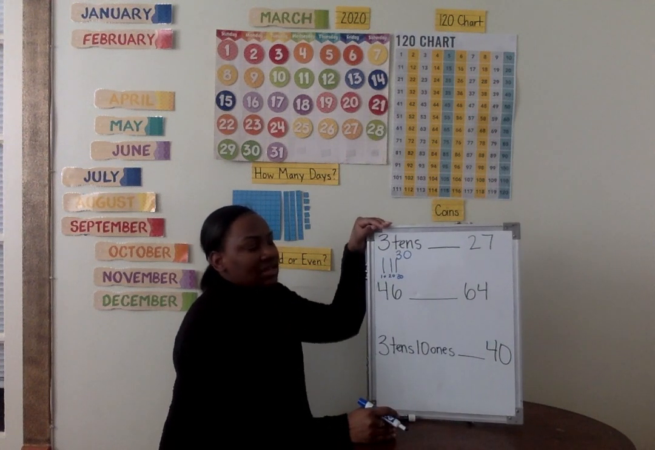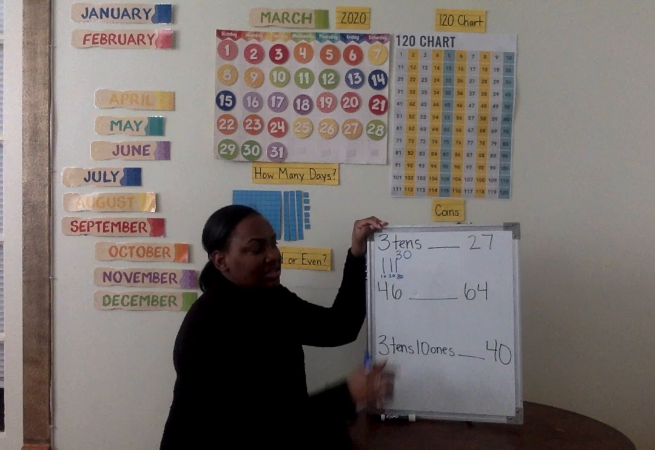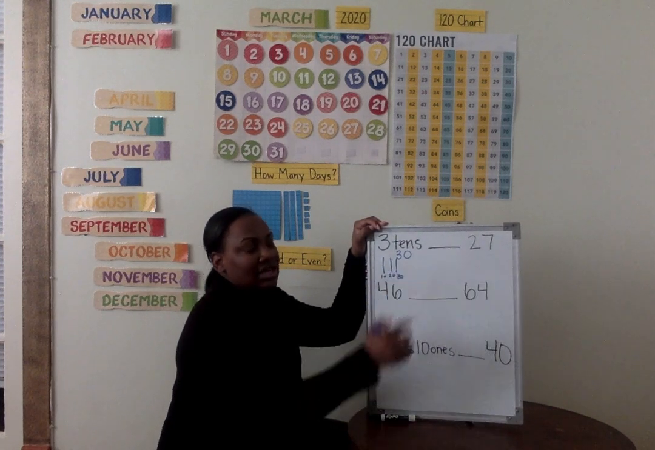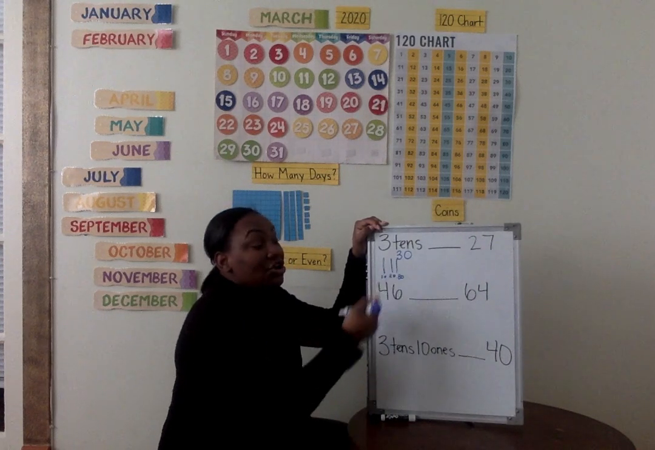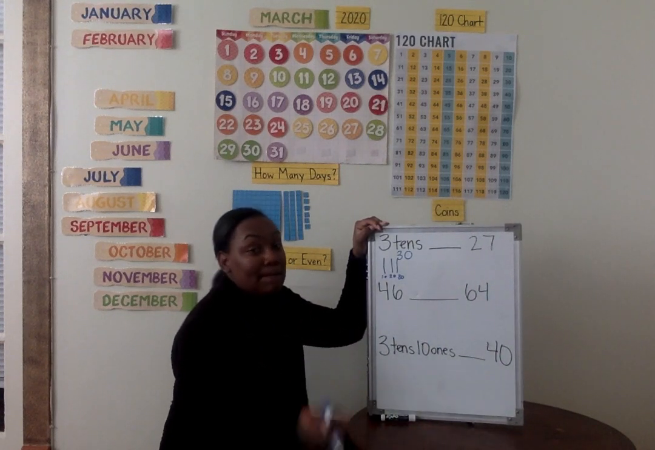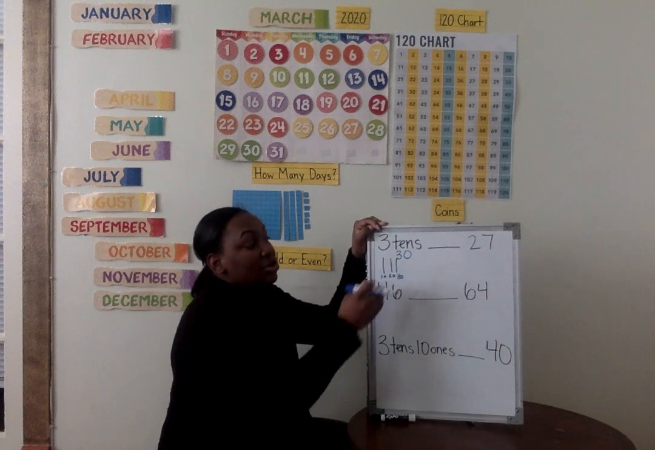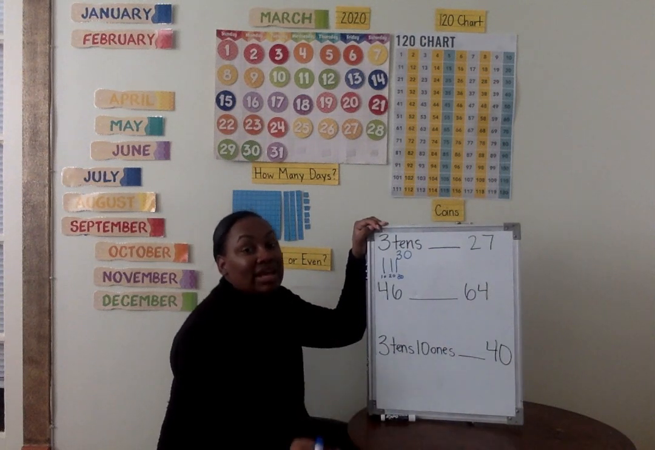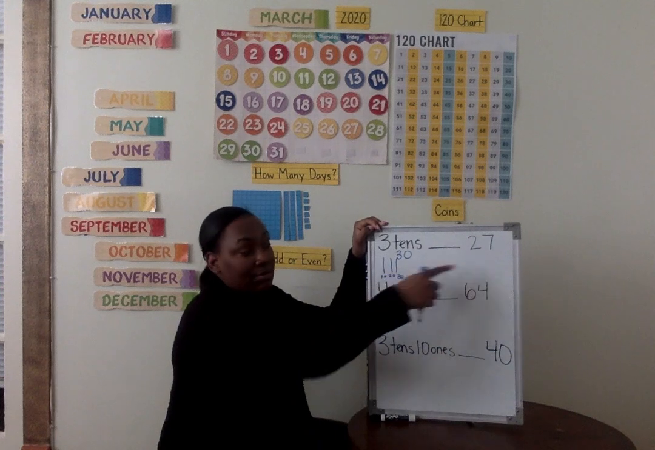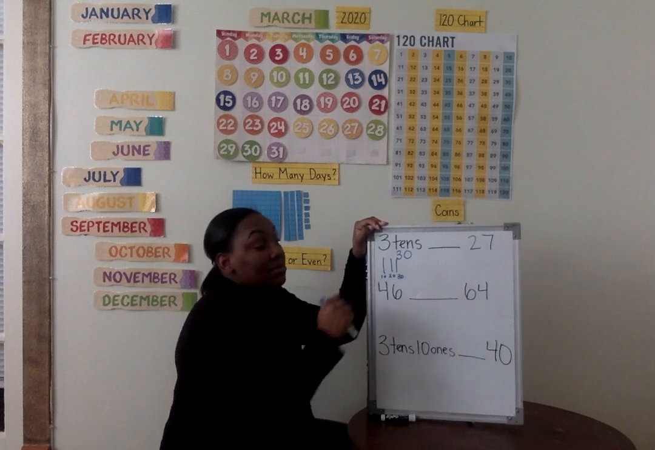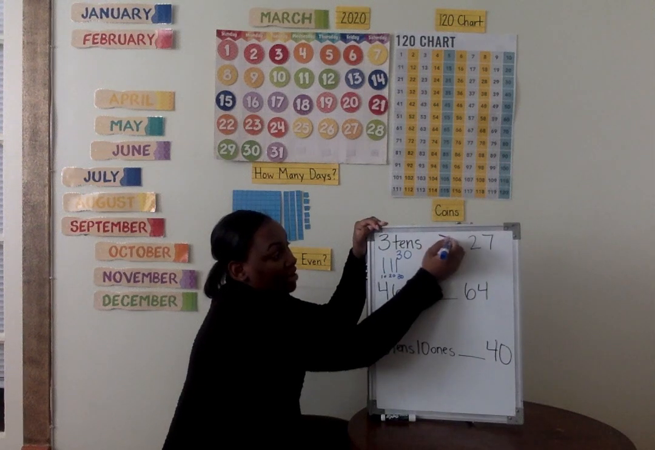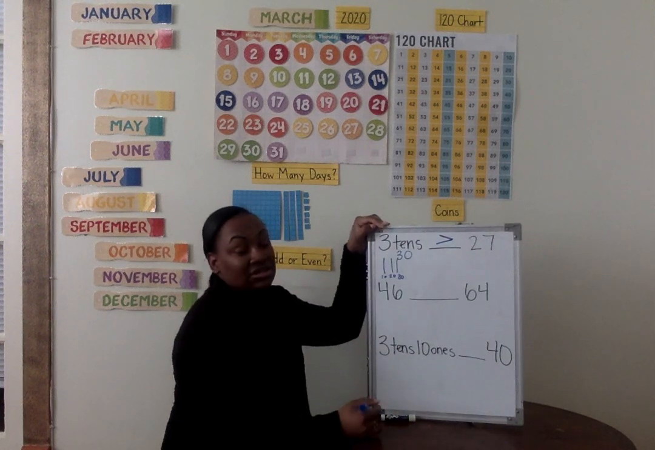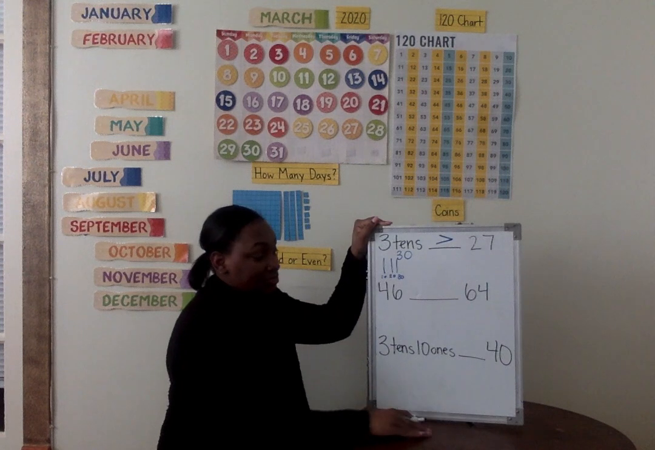Which number do you think the alligator mouth is going to want to eat? Is he going to want to eat 30 or 27? That's right. He's going to want to eat 30 because it's the bigger number. It's the greatest number. He's going to eat which number? 30, because it's the what? Greatest number. So I'm going to draw my alligator mouth open to 3 tens, or the number 30.